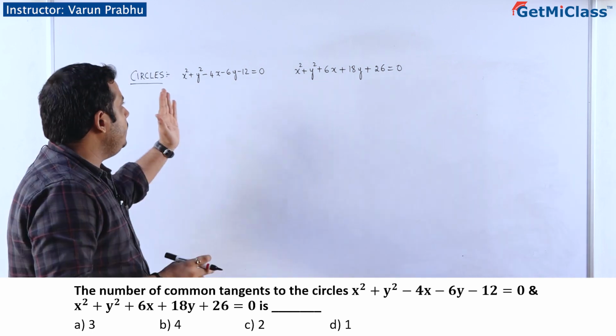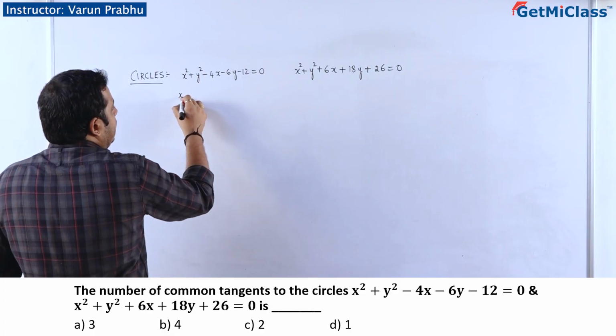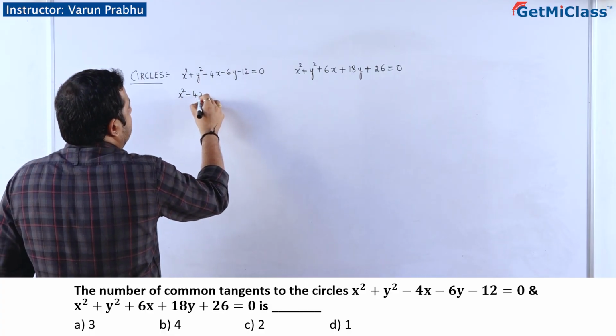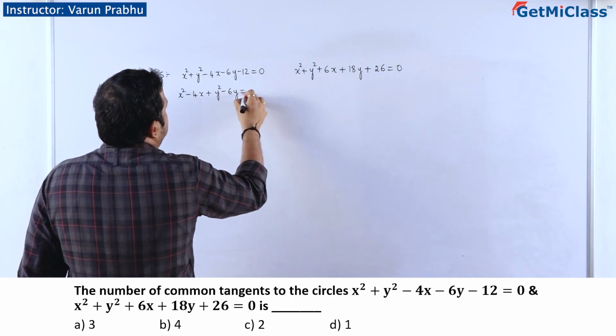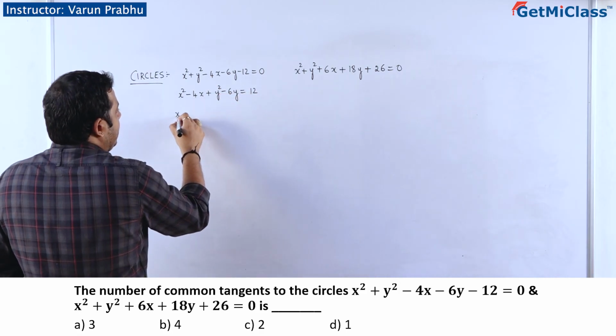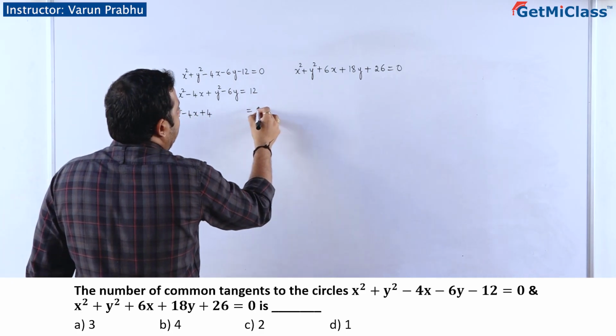The question asked is: what is the number of common tangents to these two circles? If I take the first circle, I'll write it like this: x² − 4x + y² − 6y = 12. Using the method of completing the square, x² − 4x, I'll add 4 on both sides.